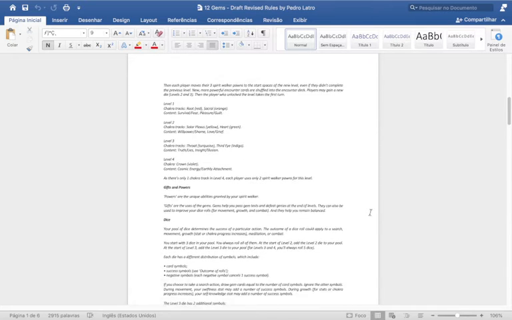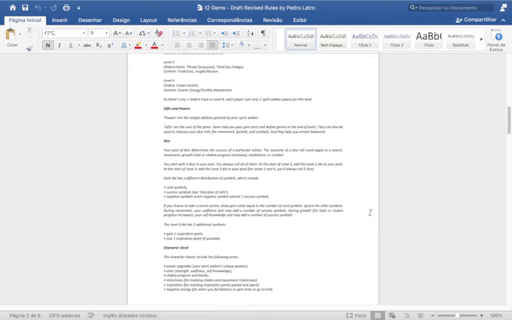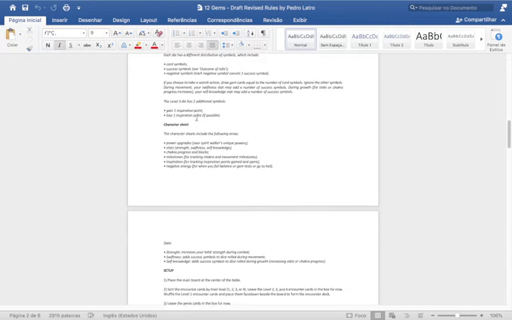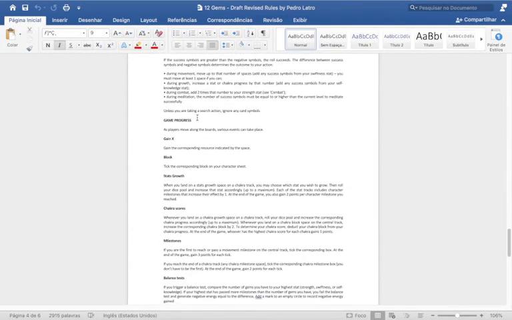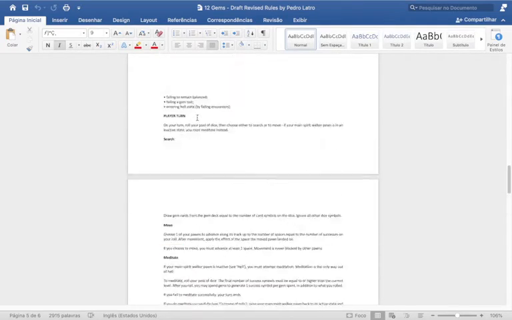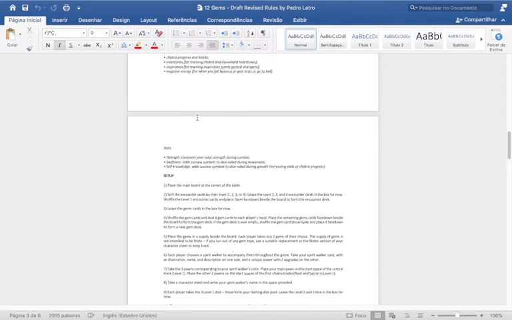Then gifts and powers. By the way, I think that this might be one thing that, well, it's sort of tricky here because powers is an important thing, and I'm not sure if it is explained in any other part of the rulebook. To be honest, now that I think of it, it must be.